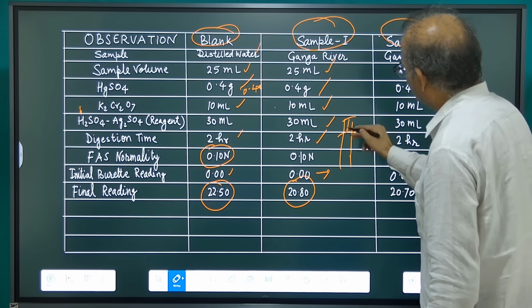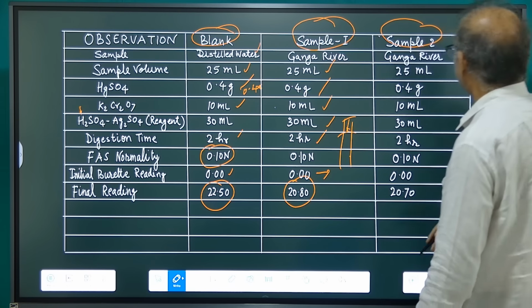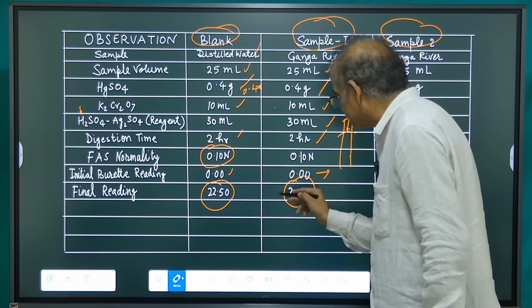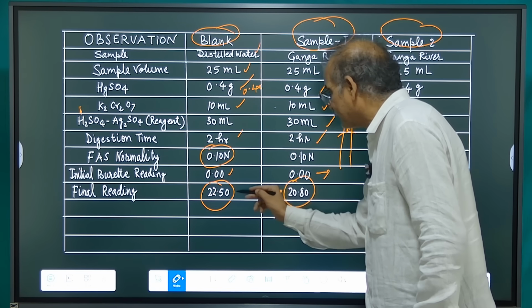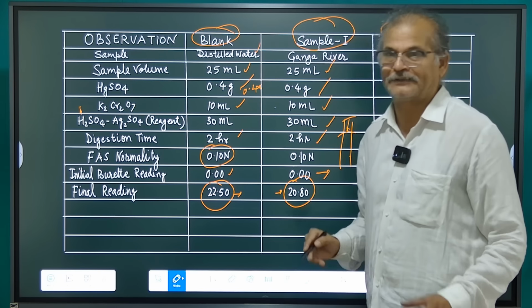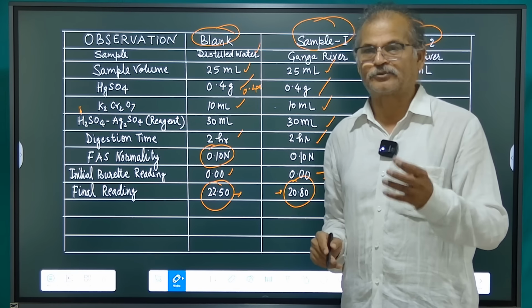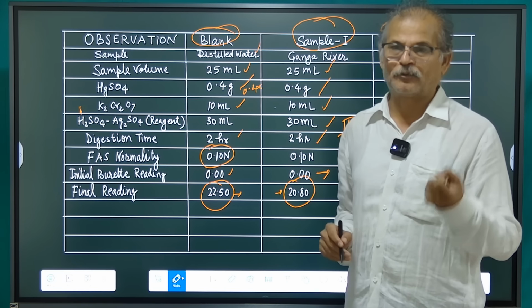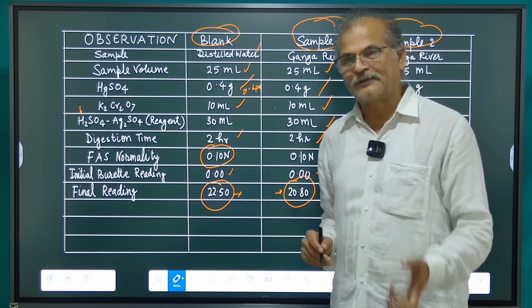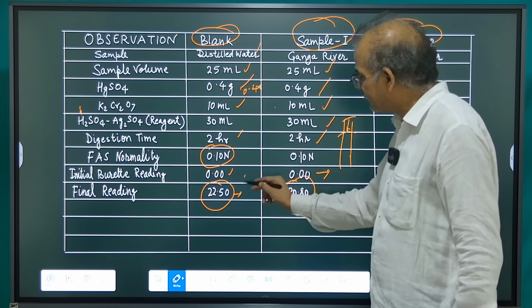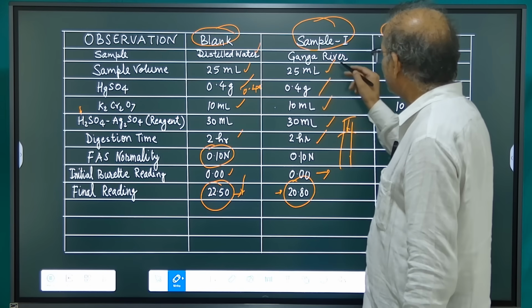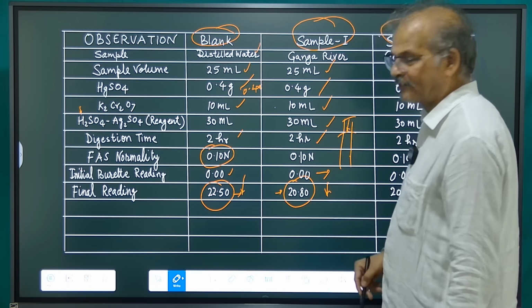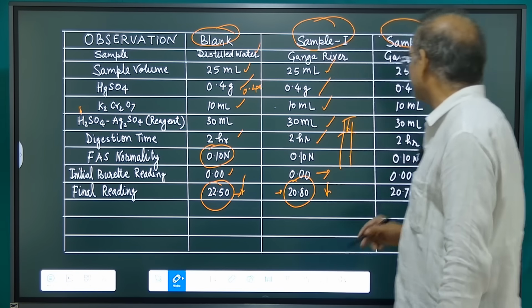We record how much FAS has been consumed. It will always be less than the blank, because in the blank there will not be organic matter, so more ferrous ammonium sulfate will be required for the titration. So it will always be that the blank consumes more than the sample, since the sample will have organic matter in it.